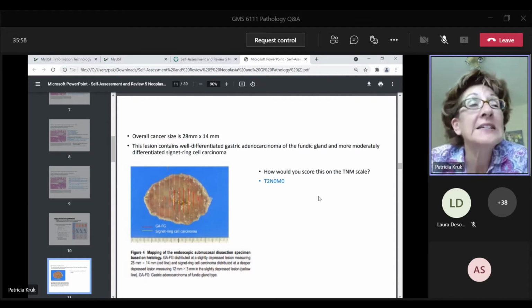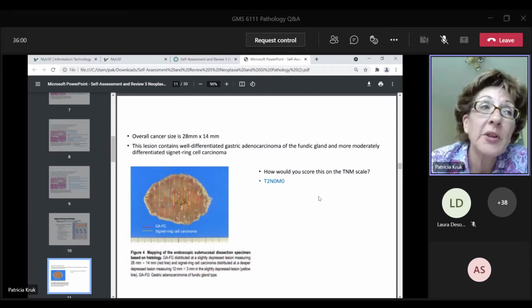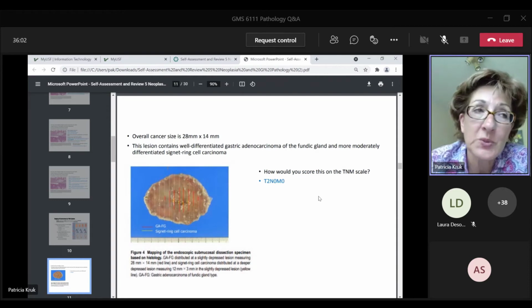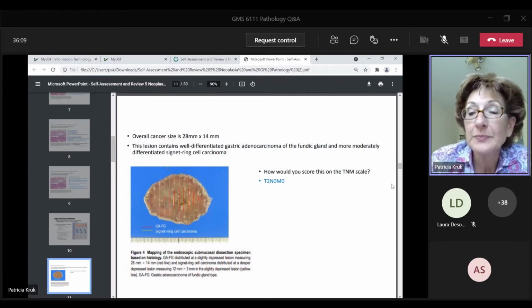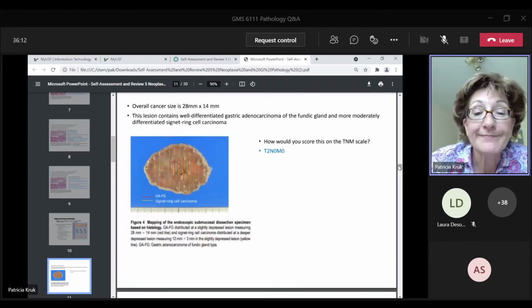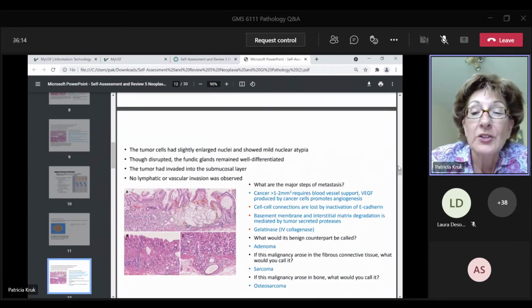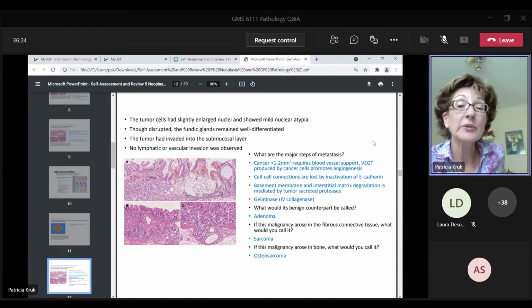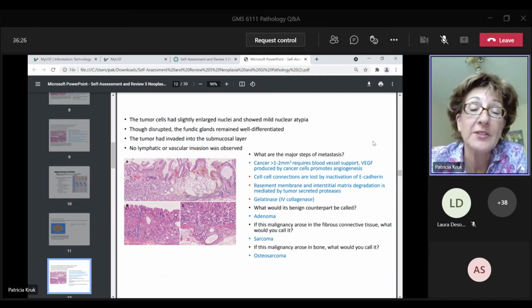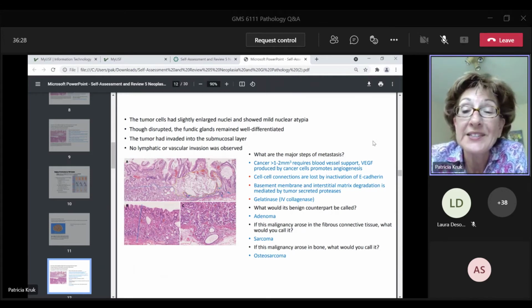And you will find this TNM system is now very widely applied to many cancer types, not just breast epithelium. Again, it gives you an indication of the size and particularly lymph node involvement. Luckily, this tumor had only invaded into the submucosal layer and there was no lymphatic involvement. So that gave us an N0 designation in the TNM system and an M0.